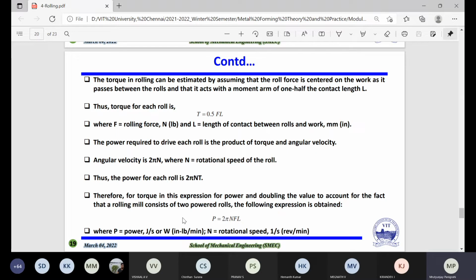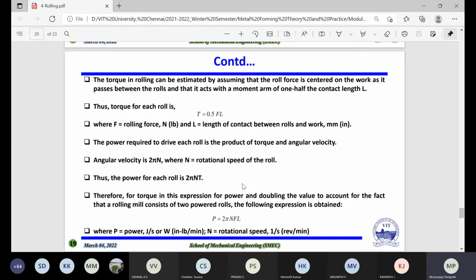And lastly, if you want to convert the torque you have here to power, the power equals 2 pi n F times L, where we have already derived that n is the rotational speed of the roll, F is the rolling force, and L is the length of contact between the rolls and the workpiece.